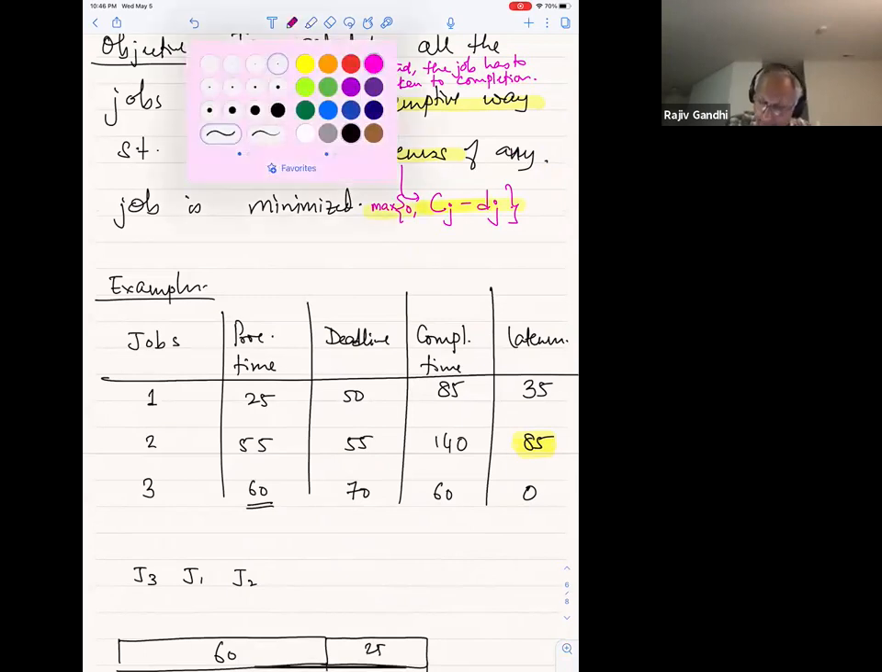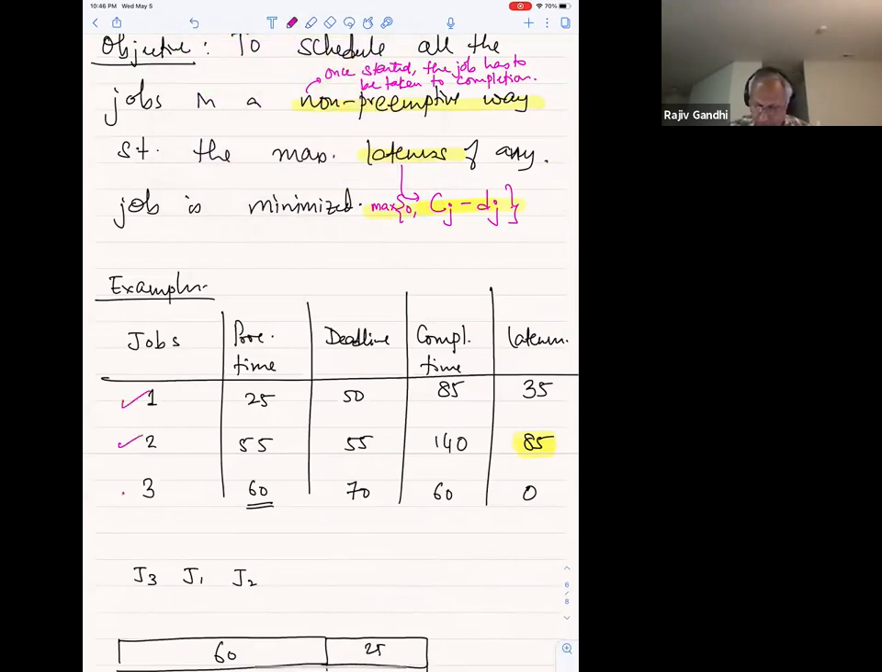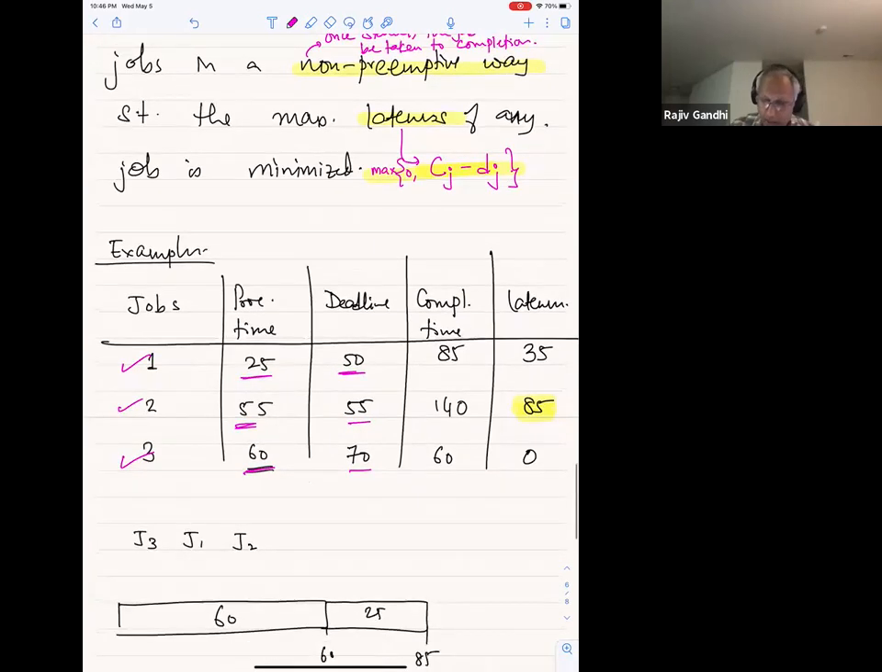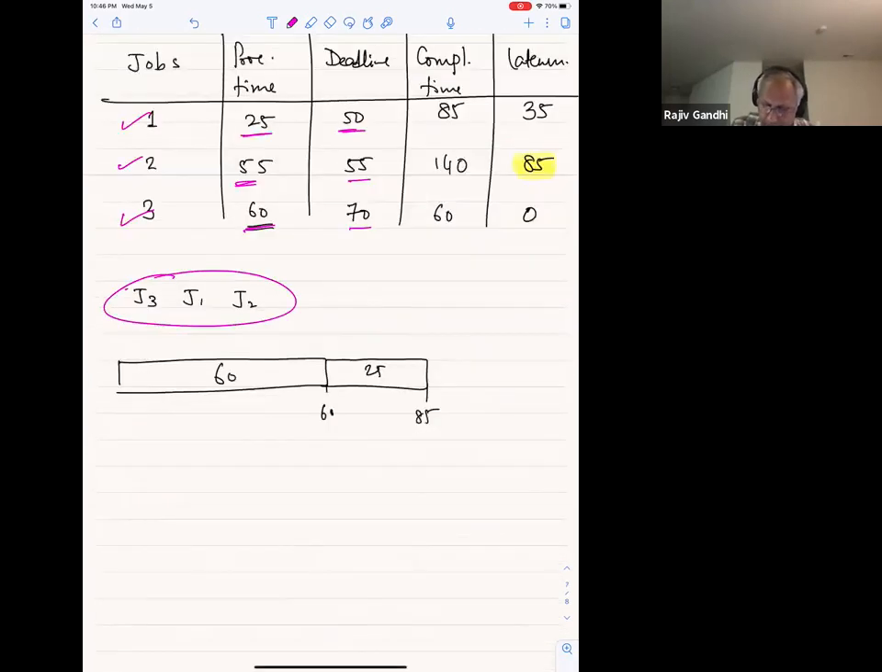Now, let's take this example. We have job 1, job 2, job 3, and this is the processing time, this is the deadline. That is the input. Now, suppose we do this schedule: job 3, job 1, and job 2. So, Siddharth, tell me, what will be the completion time of job 3?